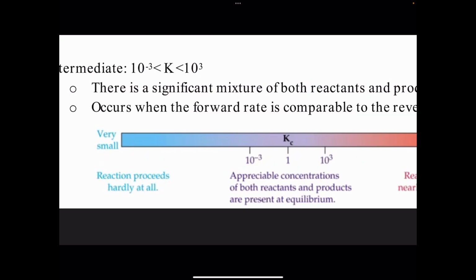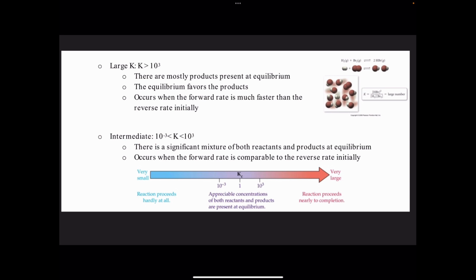Now, if K is large, that's when K is going to be greater than 10 to the third. This will be a scenario where at equilibrium, we have mostly products being present. Very few reactants left. So when we describe the position of our equilibrium, we say that our equilibrium favors the products.